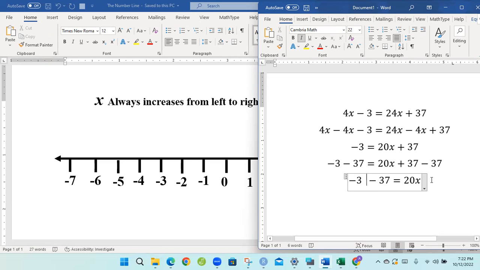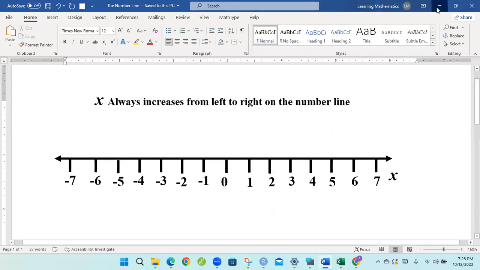So what you're going to get? 40 units towards the left side of 0. The negative and the negative is a negative. So this is 40 units towards the left side of 0. Because it's 3 towards the left and 37 towards the left. So it's 40 towards the left side of 0.